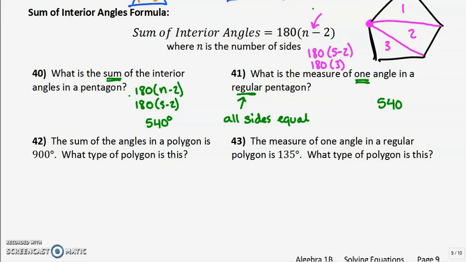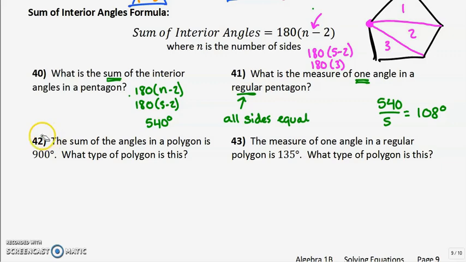Okay, so if we know from our previous example that the sum is 540 degrees, we're going to take that to find one angle. Since we know that all the angles are equal because it's regular, we're going to take the 540 divided by the 5 angles that are in it, and when we do that, we're going to get 108 degrees. So one angle is going to be 108 degrees, and when we add all 5 108 degrees together, we end up with the 540 that's the sum in this regular pentagon.